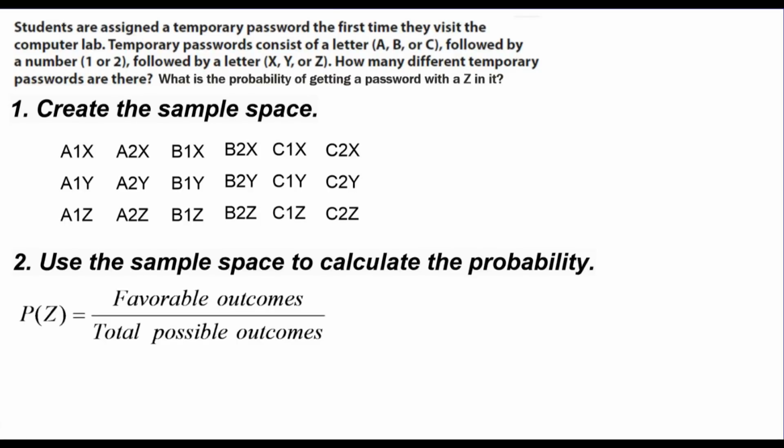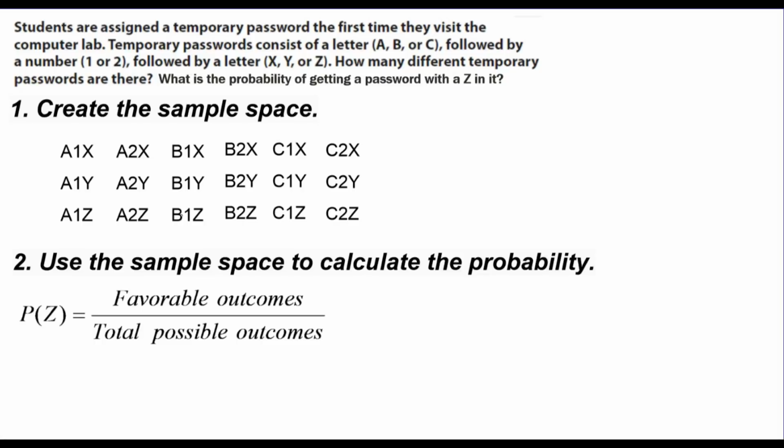So what I did is I started listing all the possible outcomes, or all the possible passwords, by starting with just the letter A. So I listed all of the outcomes that start with the letter A: A1X, A1Y, A1Z, A2X, A2Y, and A2Z. So I do it in an organized way, not just as they pop into my brain, because if you do that kind of randomly, it's hard to know when you've got all the possible outcomes.